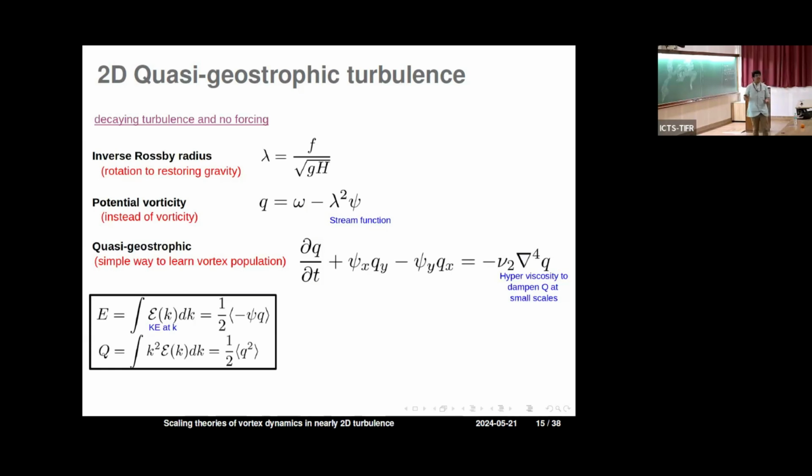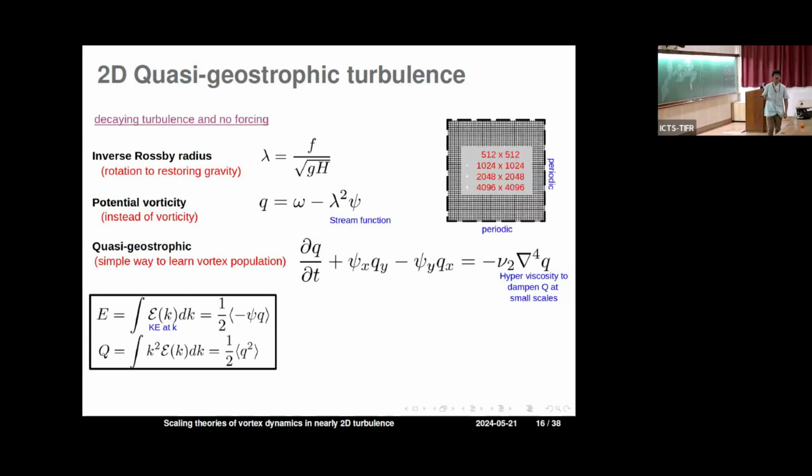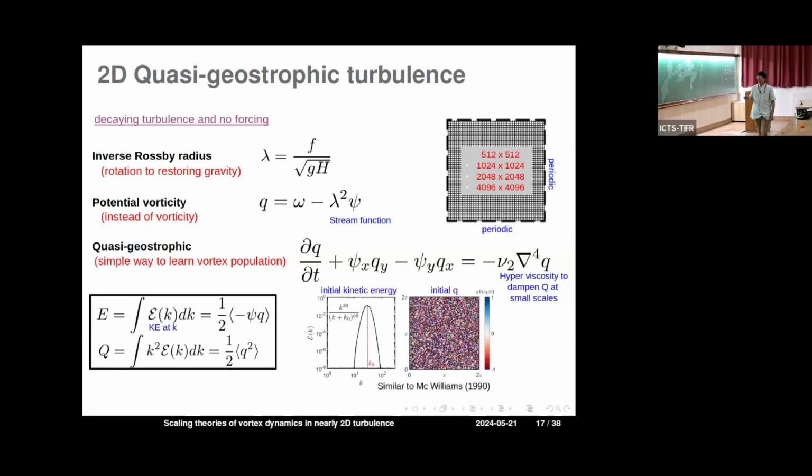The important quantities to be measured are energy, so kinetic energy at a particular wave number, and entropy, at a particular wave number. These are the two important quantities one can really measure. And we try to do it in doubly periodic kind of systems with different grids, like 512 to 4096, with a broad range of initial kinetic energy we put in.